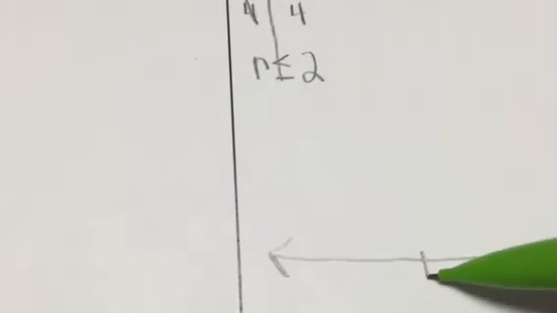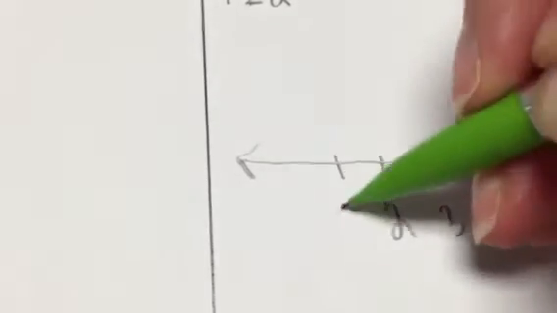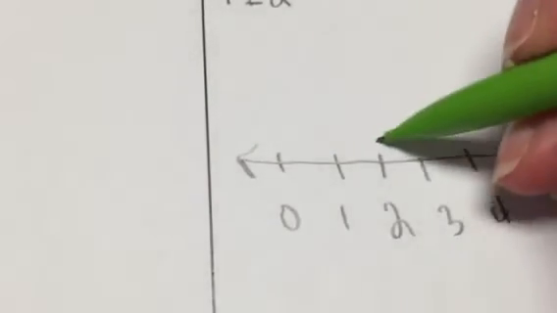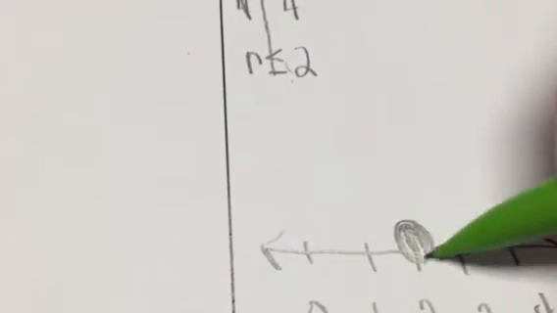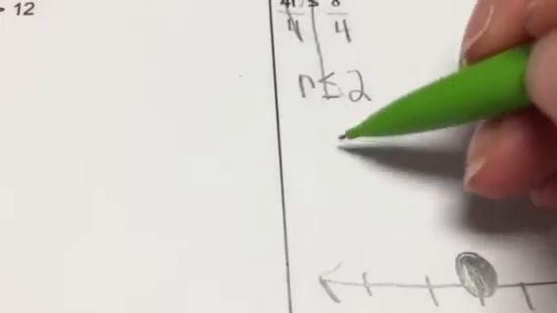So now I make my number line. I'm going to put 2 in the middle, 3, 4, and 1 and 0. My circle is going to go at 2. Now I decide, is it going to be an open or closed circle? Because it's less than or equal to, I'm going to fill that in because that means it includes 2 as part of the answer. Then I'm going to do some tests.